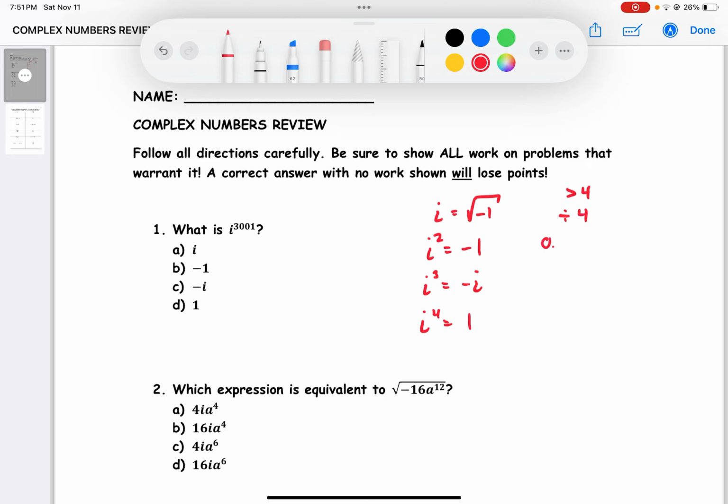And if that decimal ends in 0.25, well, then we know it will simplify to i. If it's 0.5, that's -1. 0.75 would be -i. And then, of course, if it's divisible by 4, comes out to a nice number, then it will turn into 1, right? And these very much correspond with each other.